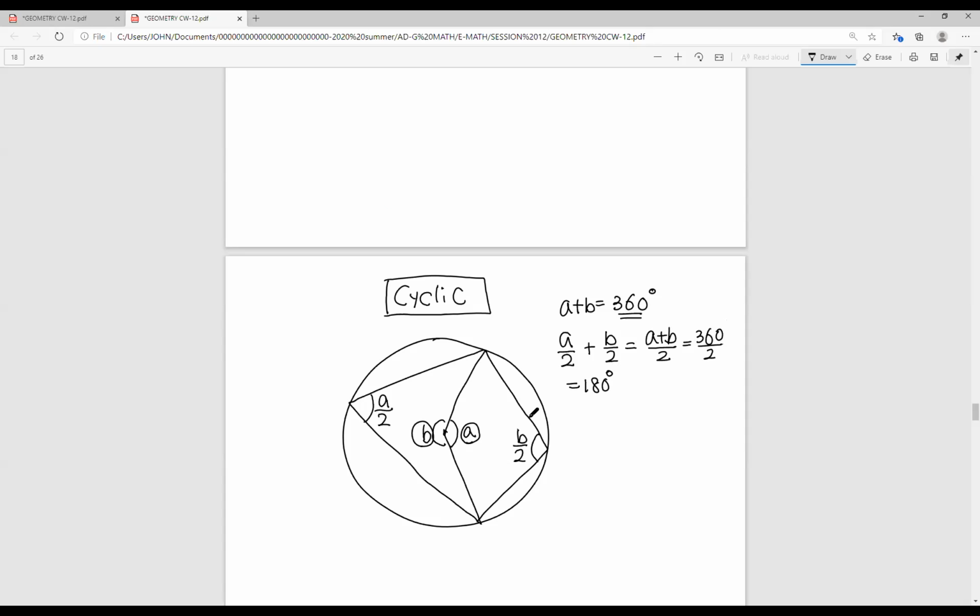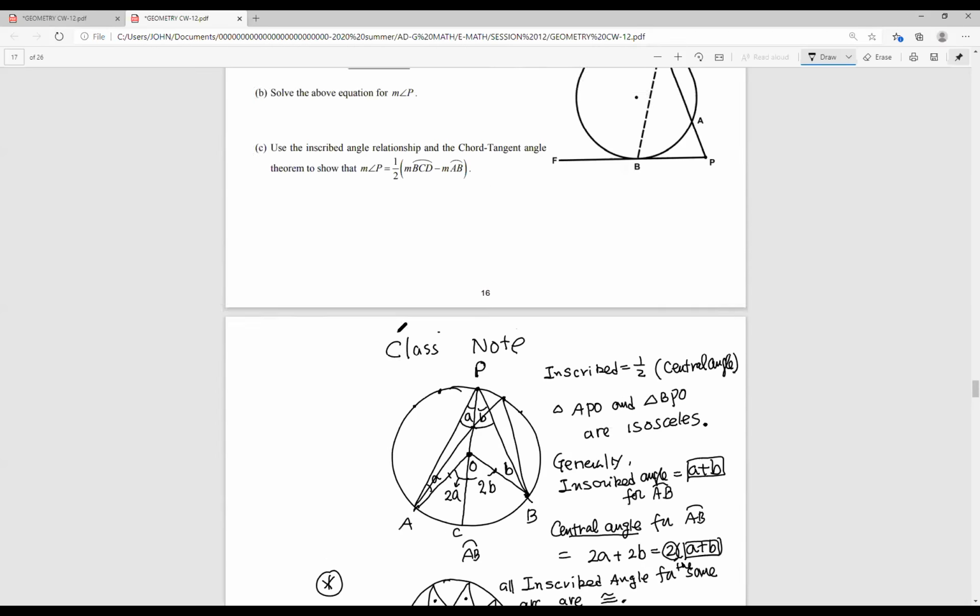It doesn't matter how big or how small A and B are. Anyway, the sum of these two inscribed angles in a cyclic quadrilateral, only a cyclic quadrilateral, is always 180 degrees, okay? You have to memorize this one. Later we will summarize this one more time, okay? Right now, go back to work.